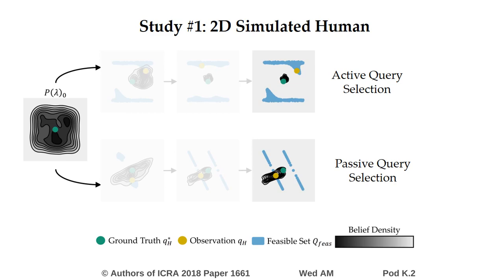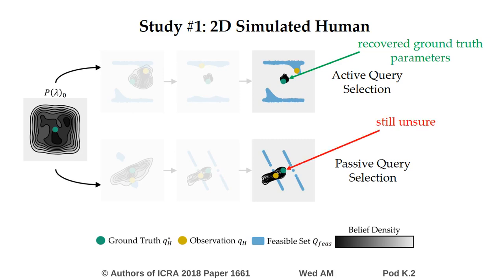Our first 2 studies used a simulated human, where we could manually specify the human's ground truth ergonomic cost function parameters, then test each algorithm's ability to recover those parameters. In this figure, we can see the results of applying active versus passive query selection. Active selection on top results in a belief over the human's ergonomic preferences that quickly converges to the ground truth parameter values, shown by the green dot.